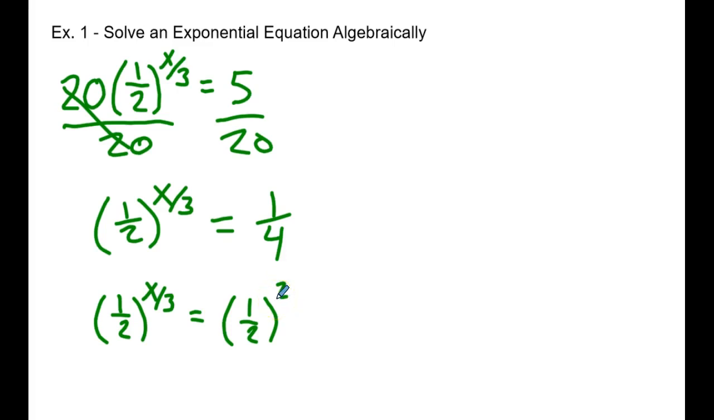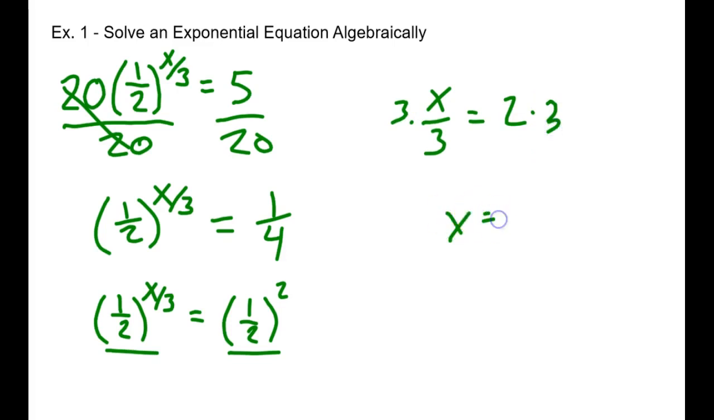If we would redistribute this exponent through, we'd have 1 squared, which is 1, and 2 squared, which is 4. Reason we did that, now our bases are the same, so we can create a new equation where x divided by 3 is equal to 2. Multiply both sides by 3, so you get x is equal to 6. So that's solving an exponential equation algebraically.